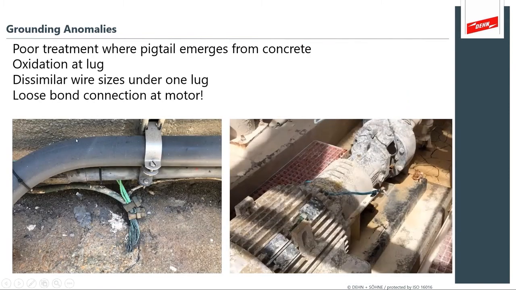We have some more grounding anomalies. Here we have poor treatment where the pigtail emerged from the concrete. It's becoming frayed, it's getting oxidized. Dissimilar wire sizes under one lug where it's going to be difficult for them to maintain proper tension. Off here to the right, you've got a motor stanchion grounding that's not even connected.